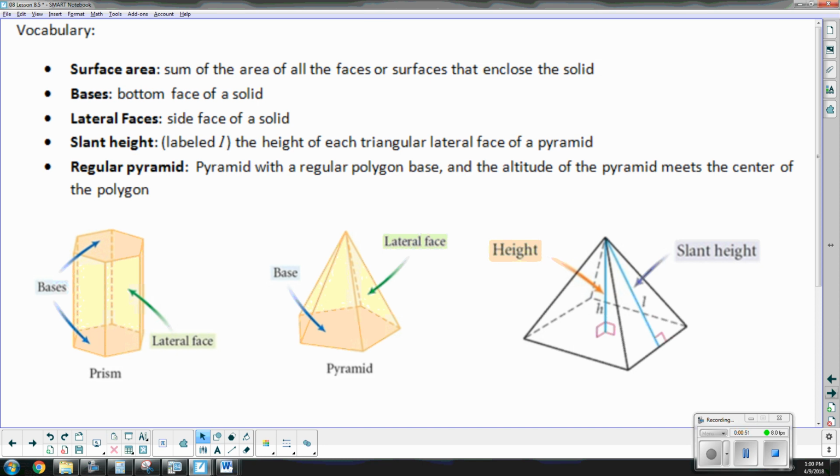The bases are the bottom face of the solid. So in a prism, there are two bases, one on the bottom here. This would be a base. And then you would have the same base on top. In a pyramid, you would just have one base. The top is just a point.